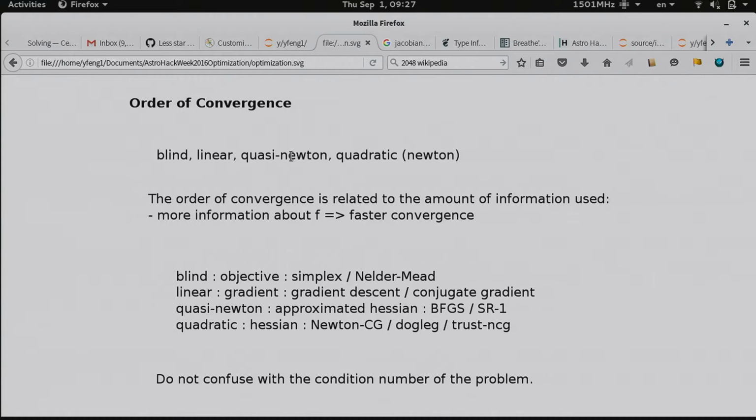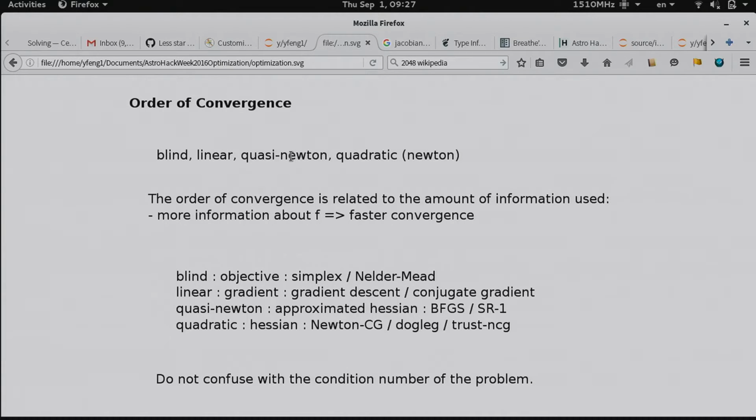A bit faster is the linear convergence, and these algorithms make use of the gradient itself. Algorithms with linear convergence are gradient descent, and a better version of this is conjugate gradient. A bit better than linear is the so-called Quasi-Newton method. It's between quadratic and linear. These algorithms approximate the Hessian with the information about the gradient. So they assume the Hessian is continuous, right? So that's how you can do it.